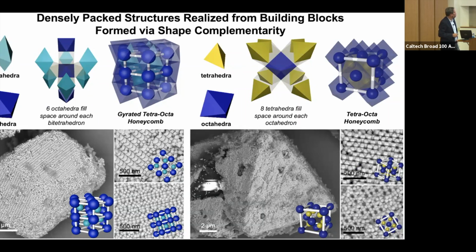Bitetrahedra and octahedra, you get this gyrated tetraoctahedral honeycomb architecture. And these are amazing systems. And you can see the oligonucleotides doing their work, placing the particles where they should be. Tetrahedra and octahedra, that gets you this tetraoctahedral honeycomb architecture.